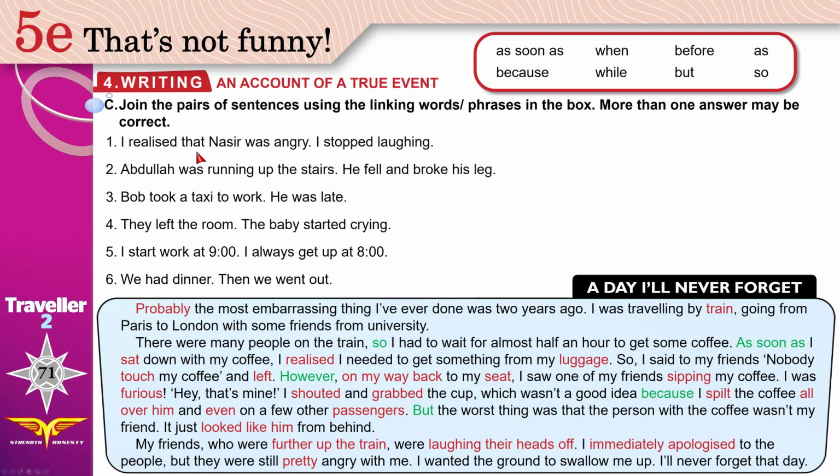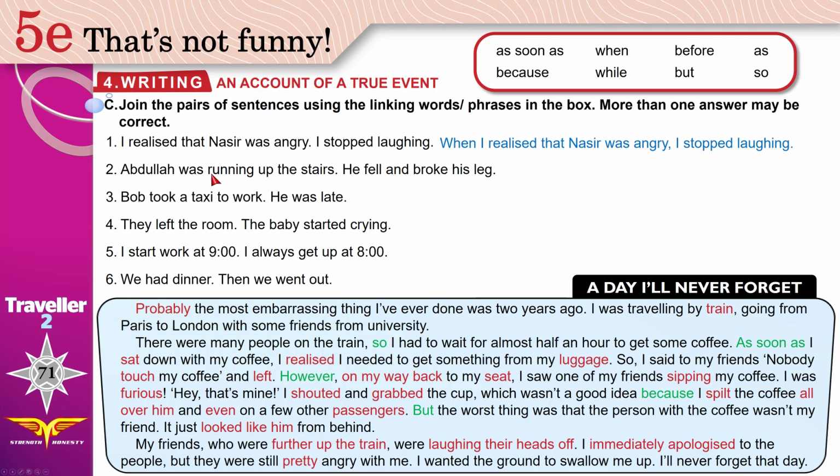I realized that Nasser was angry. I stopped laughing. What can we use? We can use as soon as or when. When I realized that Nasser was angry, or as soon as I realized that Nasser was angry, we can also use because. I stopped laughing because I realized that Nasser was angry. We can use so and say, I realized that Nasser was angry, so I stopped laughing.